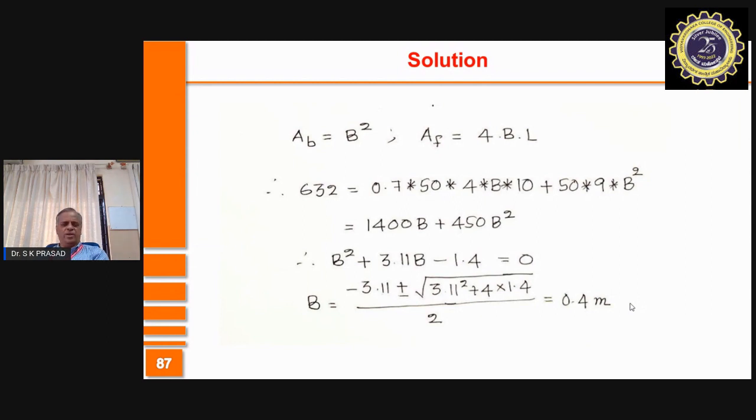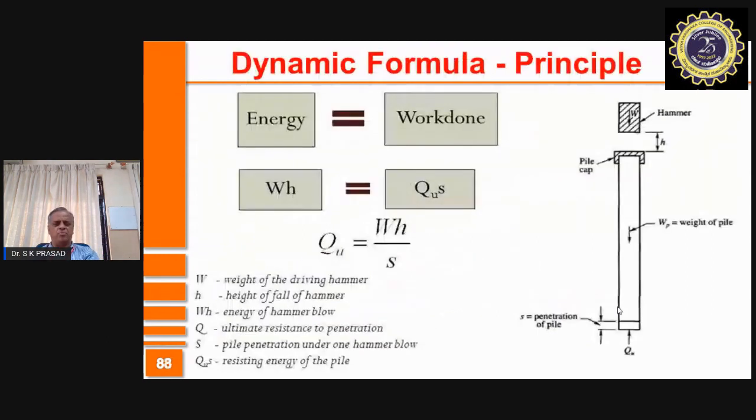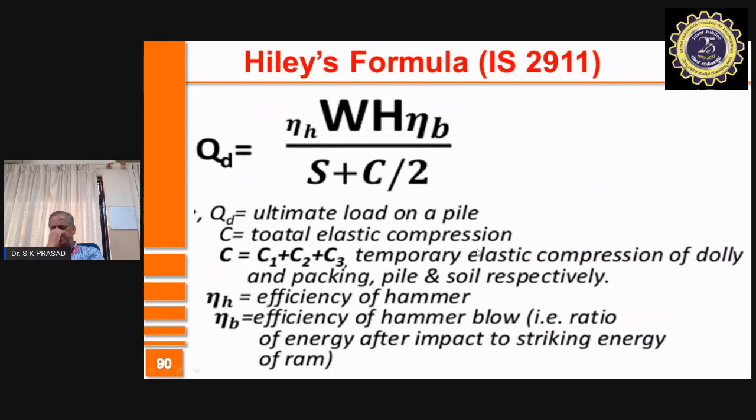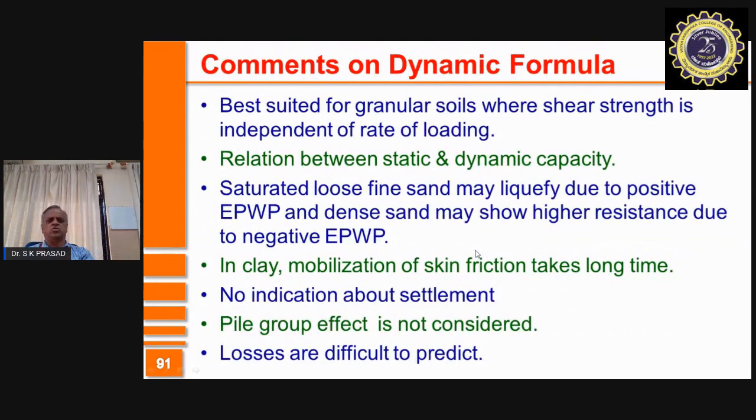Now that we have crossed the time, I'm going to close this, and I just want to tell you that you can find the capacity of the piles by dynamic formula. Two important theories. One is the Engineering News formula, which is very simple, and the other one is Hiley's formula, which is given in our IS code, IS 2911. So, dynamic formula, the biggest advantage is whenever you have a driven pile, you are anyway going to drive the pile using dynamic force, therefore, you can find. So, there are a few advantages with this, which we may discuss at a future time.